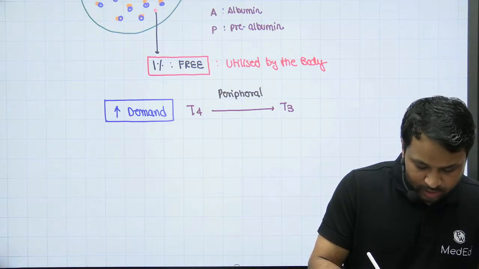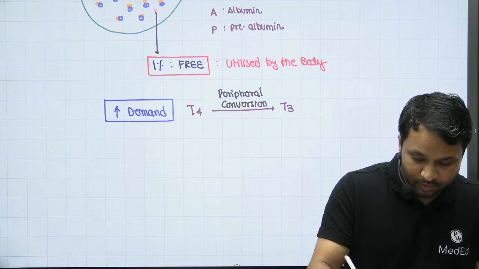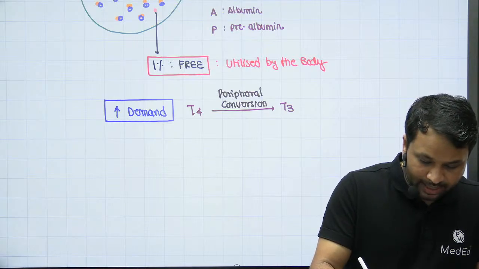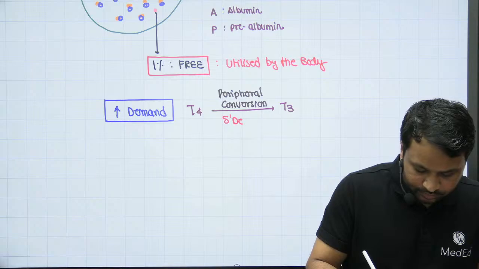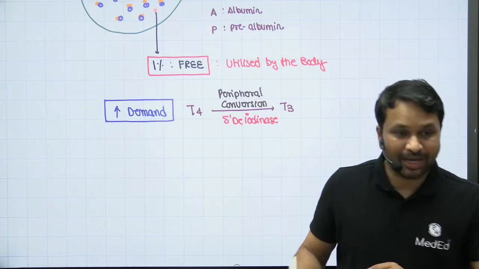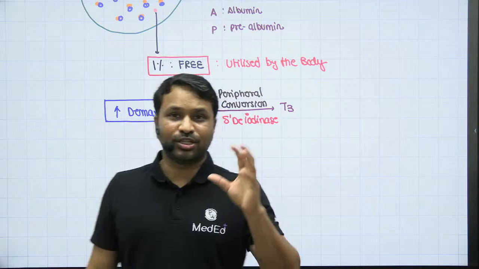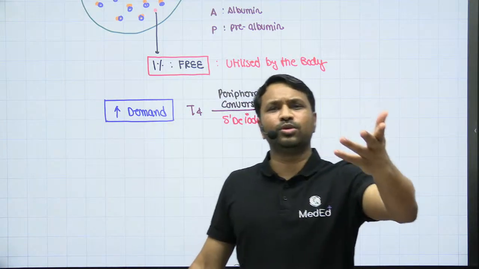This is what we call the peripheral conversion, and the peripheral conversion is done with the help of the enzyme called 5'-deiodinase. Right? So this 5'-deiodinase converts the T4 into T3. जब भी जरूरत पड़ेगी T4 बोलता है मैं हूं ना, ठीक है?